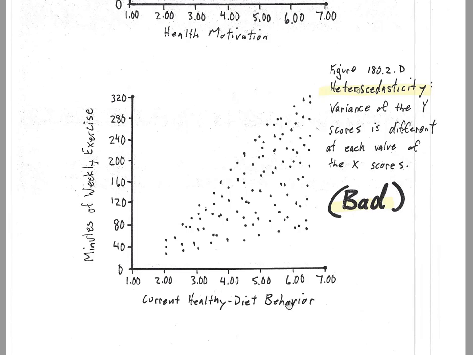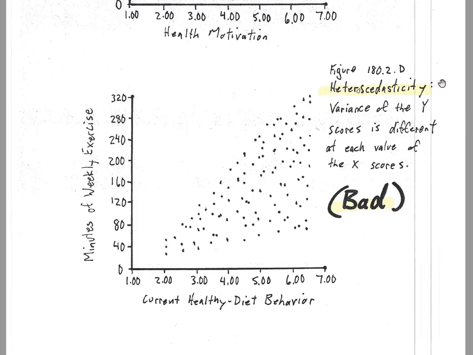But what about people that score high on current healthy diet behavior? People that have a score of like 6 on current healthy diet behavior. What's the variance of their scores on y? What's the variance of their scores on minutes of weekly exercise? It is tremendous variance. Look at the range between the lowest score and the highest score. It's like 2.5 inches on my computer screen. So when I look at people that score high on healthy diet behavior, great deal of variance on minutes of exercise. Look at people that score low on current healthy diet behavior, very little variance on minutes of weekly exercise.